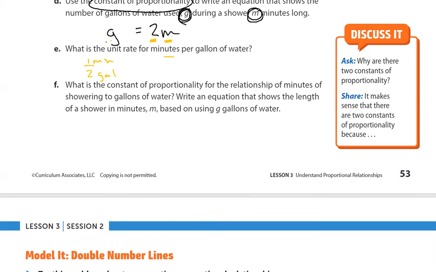What is the constant of proportionality for the relationship of minutes showering to gallons of water? So now we're going the opposite way. We have minutes to gallons. Okay. So we're just going to do the opposite here. So for every minute, to find the minutes, you're going to have to divide the gallons in half. So you could either write that as multiplying it by 1/2, or you could do minutes is gallons divided by 2. It's just the opposite of what you had up here.